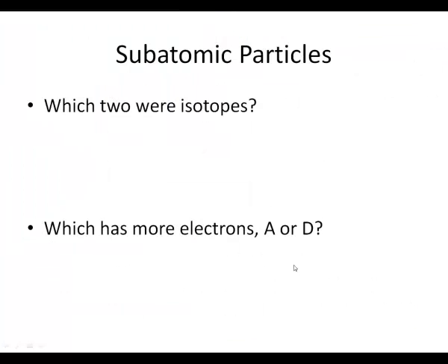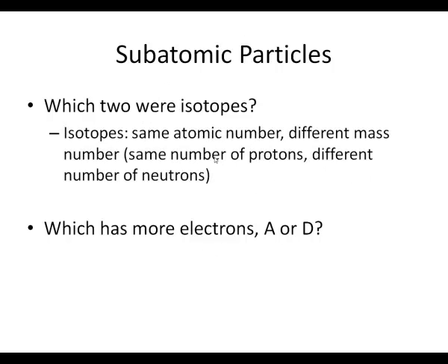So the next couple of questions ask you which 2 are isotopes. So you need to know the definition of an isotope. Isotopes are 2 atoms that have the same atomic number, so that bottom number is the same, and they have different mass numbers, so the top number is different. Another way of stating this is saying that they have the same number of protons. Remember, atomic number is the number of protons, but a different number of neutrons. That's where the variation comes in the mass number. So the two that fit this description are going to be B and C.